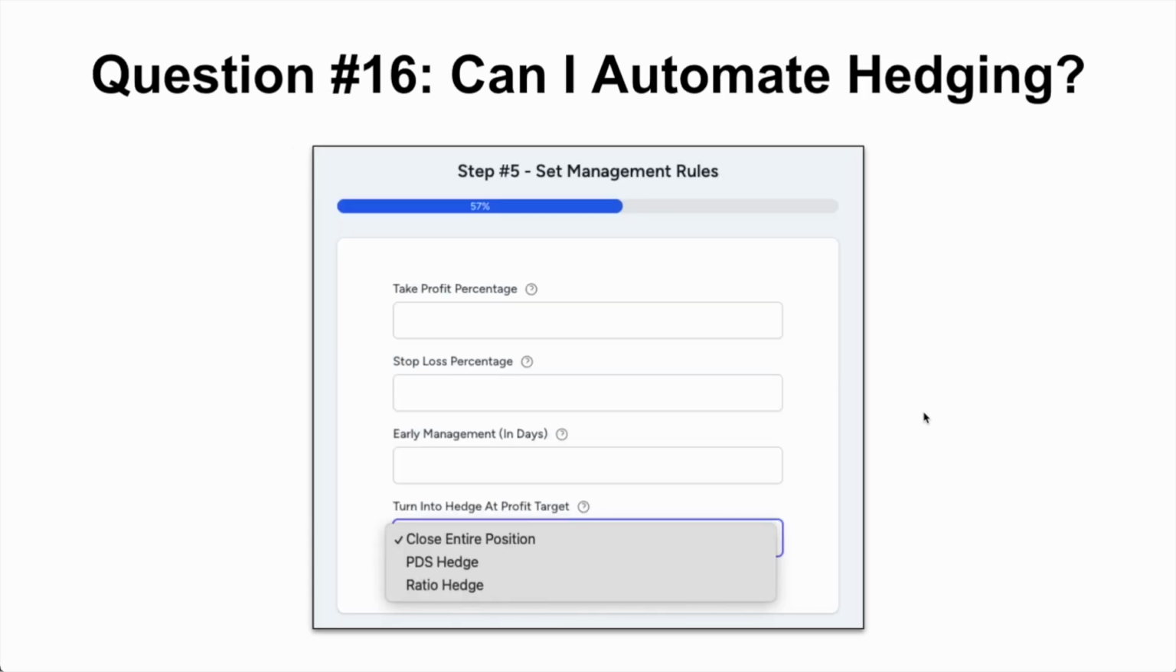All right, question number 16, can I automate hedging? Yes, if you're trading a 1-1-2 strategy, you can have that strategy be turned into a hedge automatically, whether it's a PDS or a ratio hedge, that can be done for you, but hedging can only be done on a 1-1-2 trade. But if you want to set up a monthly hedge, an auto trader that puts on a hedge once a month, you can set that up as well.